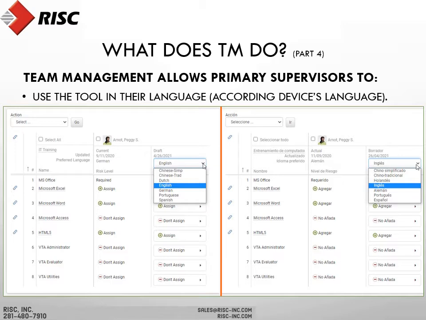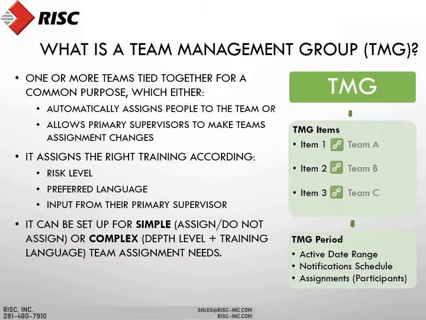The primary supervisor's browser will be used to determine the language to display the information. In this screenshot on the left is the team management and TMG values as entered in English. By changing my browser's preferred language to Spanish on the right, you can see the team management and TMG values as entered in Spanish. Let's look at team management's main component, team management groups, or TMGs.